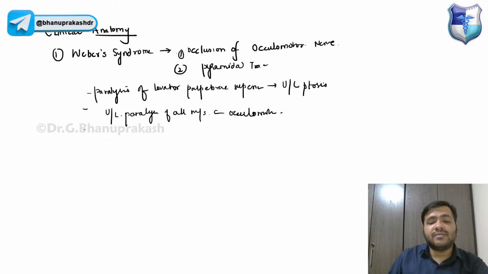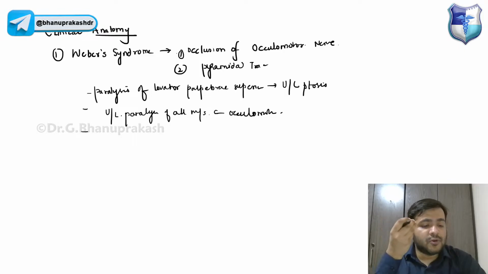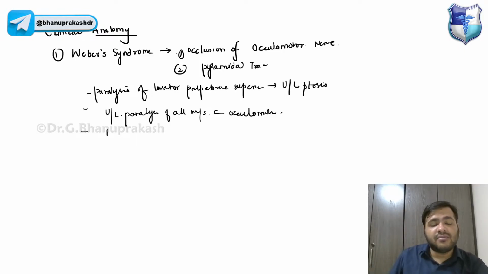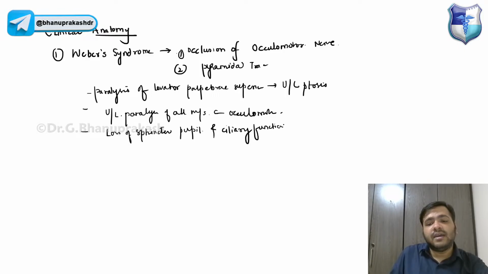Even I told you it will be supplying the sphincter pupillae. Now what will happen over here? The pupil will remain dilated, guys. There will be loss of the sphincter, which helps in the constriction of the pupil. So remember, guys, the loss of sphincter pupillae, and there will be loss of ciliary function. The pupil remains dilated and fixed, right?